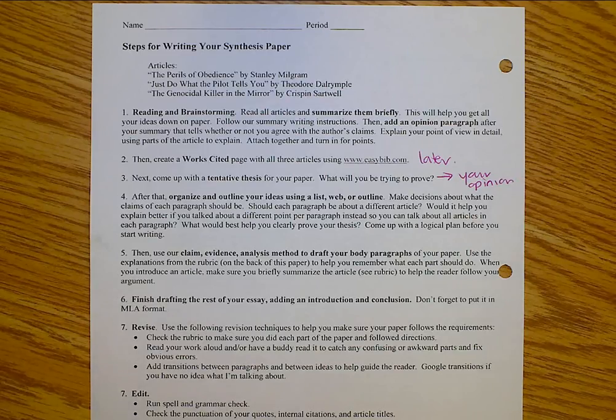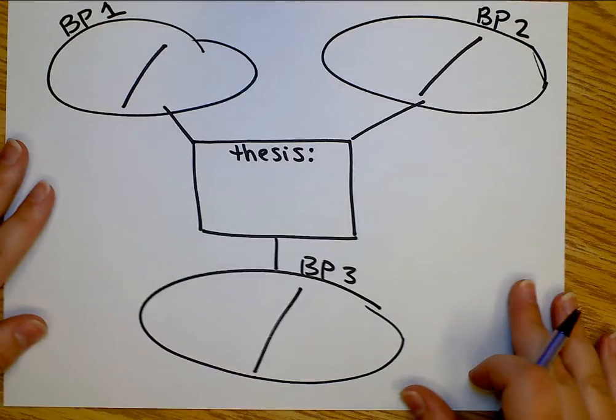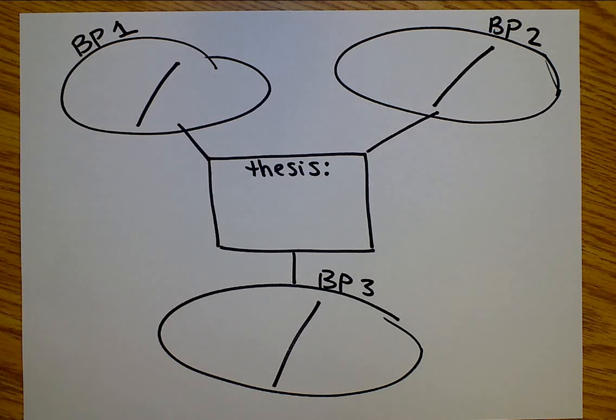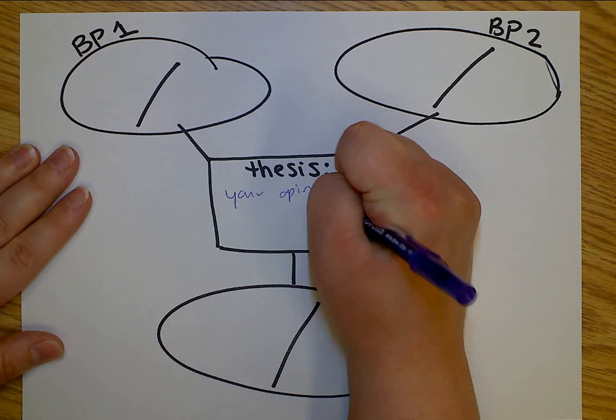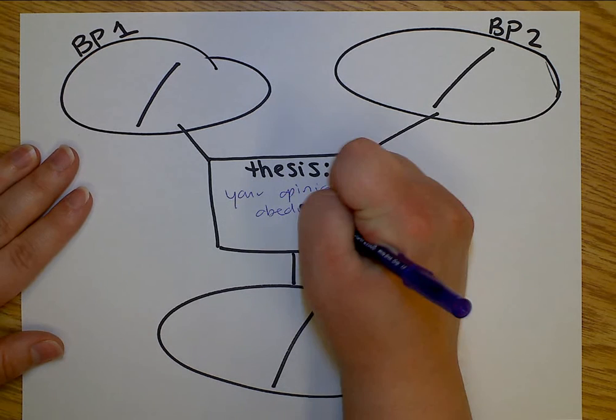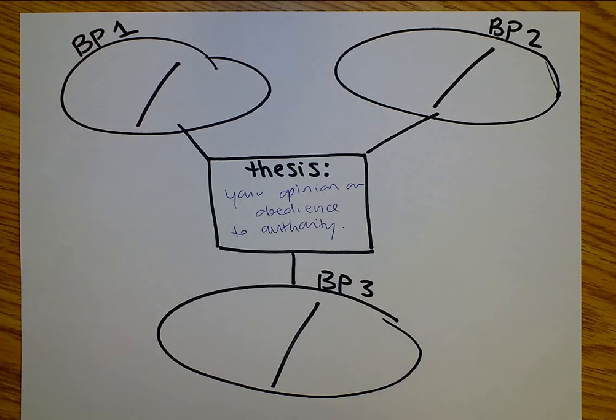Then after that, you want to organize and outline your ideas using a list, web, or outline. That's what I'm going to show you first. So again, I've put like a little web together just to save time. But remember, your thesis should be your opinion on obedience to authority. So should people obey authority? Why? Why not? In what circumstances should they obey authority? In what circumstances not? What historically has been the problems, the pros and the cons of obeying authority? These are all things you could discuss in your paper.